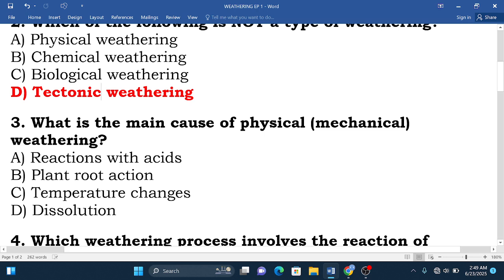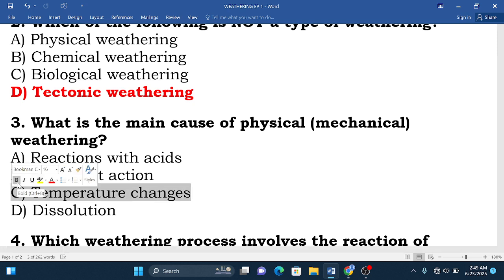A. Reaction with acid, which is not. B. Plant root action. C. Temperature changes. D. Dissolution. So the correct answer is C, temperature change. This temperature change is the main cause of physical weathering.